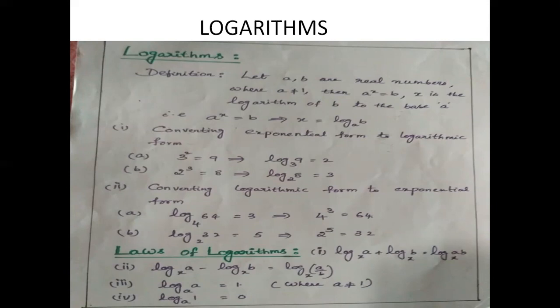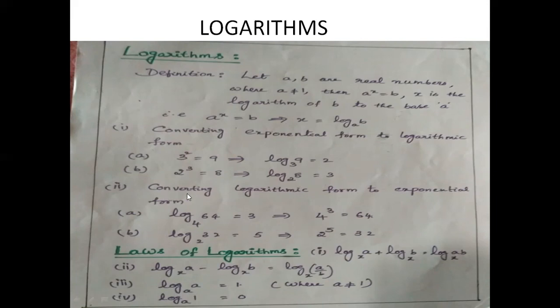Now you see some more examples of how to convert the exponential form to logarithmic form. First one, 3 square is equal to 9. That implies log 9 to the base 3 is equal to 2. Second example, 2 cube is equal to 8. That implies log 8 to the base 2 is equal to 3.